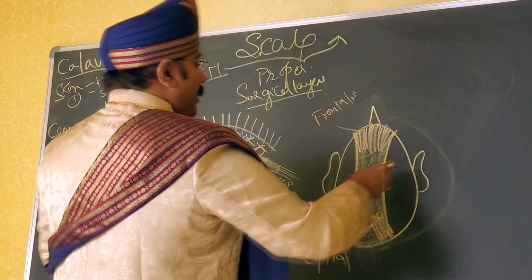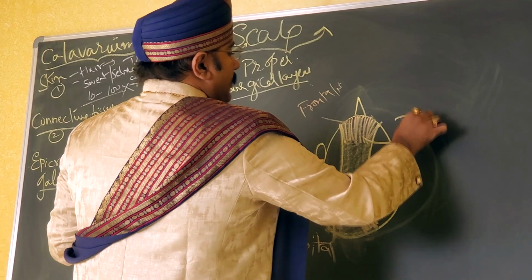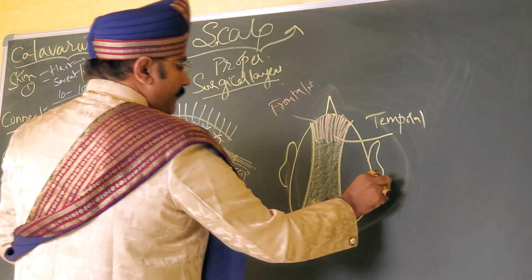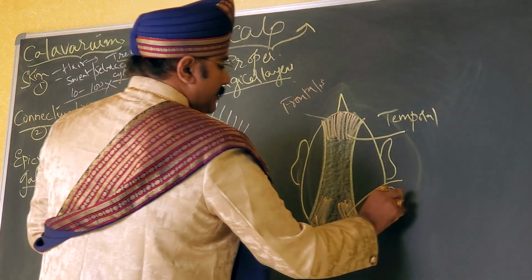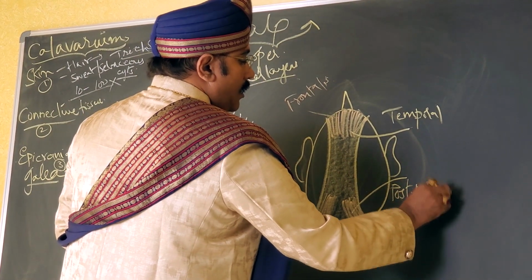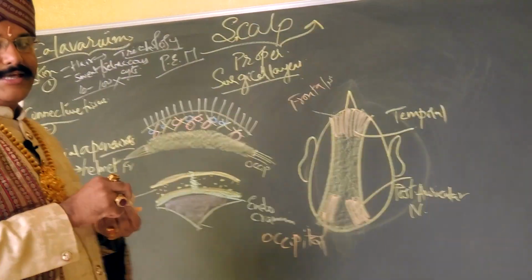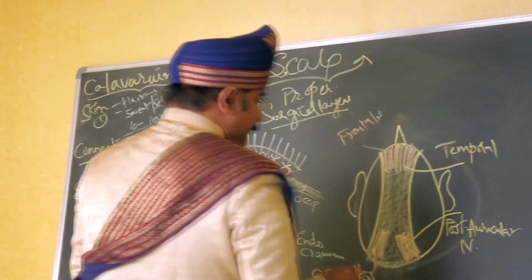This anteriorly present muscle frontalis is supplied by the temporal branch of the facial nerve, and that which is present posteriorly, that is the occipital muscle, is supplied by the posterior auricular nerve, which is again the branch of facial nerve. So these are the motor nerves.